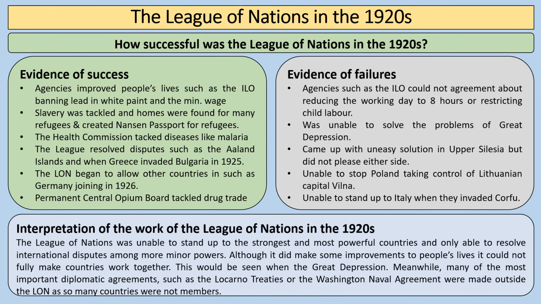But again, there's lots of evidence of failures as well. The agencies can't agree everything with each other. So the International Labour Organization doesn't get to reduce the working day to 8 hours or restrict child labour. When the Great Depression begins at the end of the 1920s into the 1930s, it's unable to solve those problems. There's an uneasy solution in Upper Silesia, but it doesn't really please either side, and it really fails when Poland takes control of Vilna and when it is unable to stand up to Italy when they invade the Greek island of Corfu.